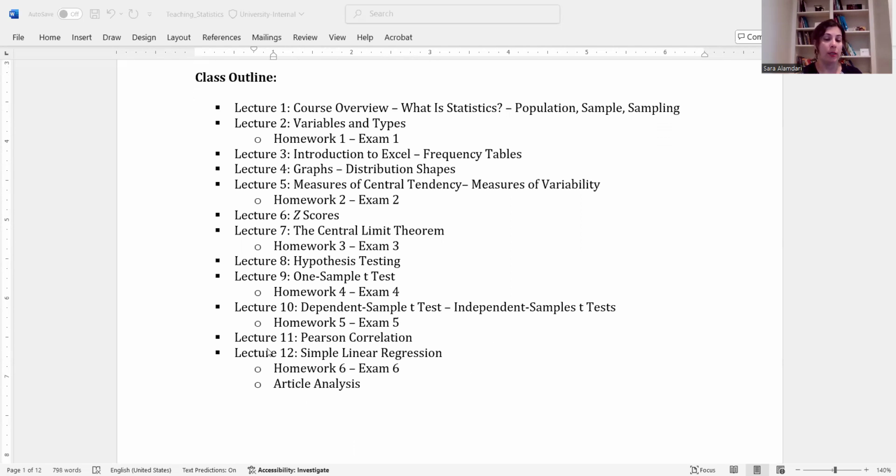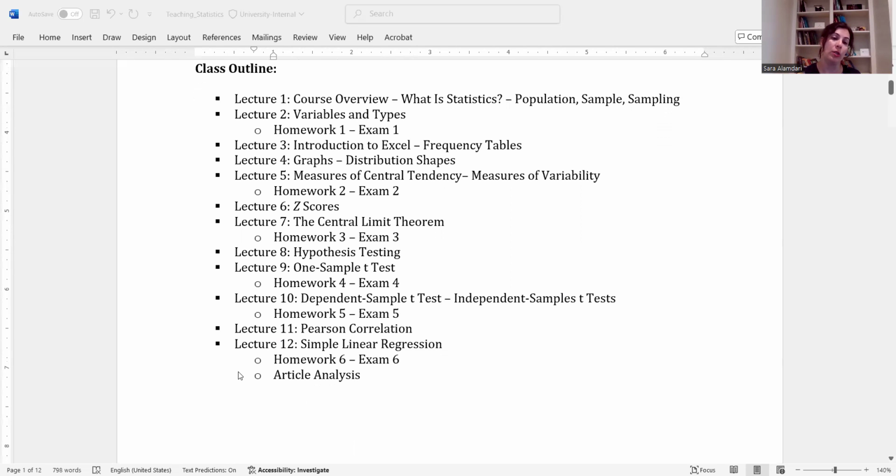Lecture 11 discusses Pearson correlation, and in lecture 12, we talk about simple linear regression, and homework 6 covers Pearson correlation and regression. And finally, students have an article analysis, where I give them a sample research article and a few questions. They read the article and answer the questions.